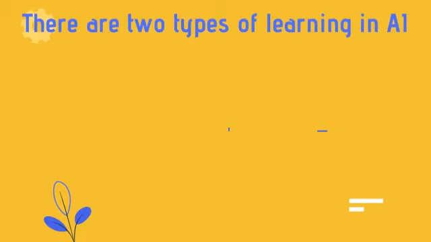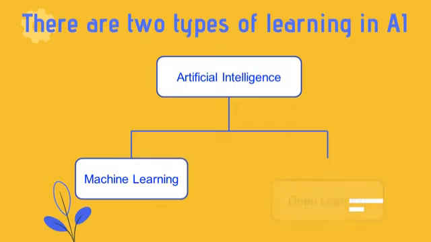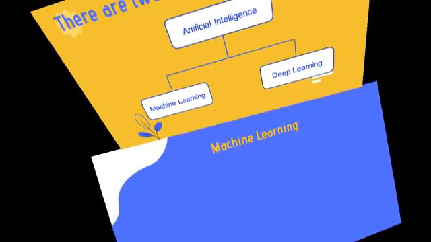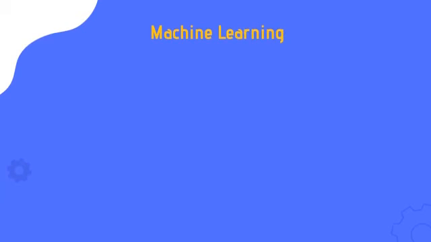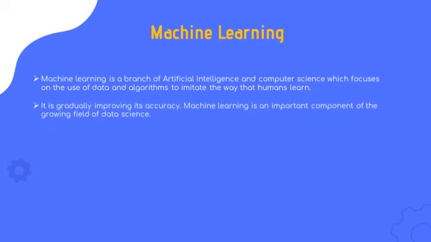There are two types of learning in AI. The first one is machine learning and the second one is deep learning. Let's see more about machine learning. Machine learning is a branch of artificial intelligence and computer science which focuses on the use of data and algorithms to imitate the way that humans learn, gradually improving its accuracy. Machine learning is an important component of the growing field of data science.